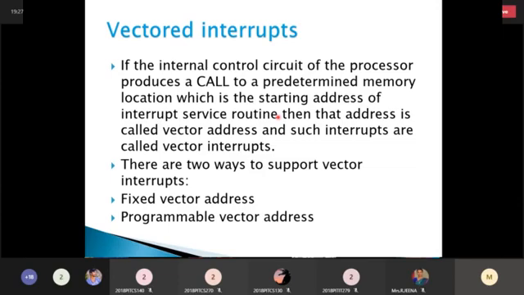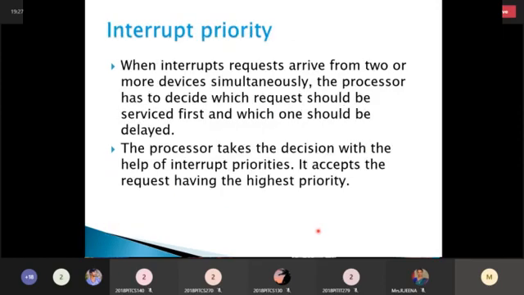Next is vectored interrupt. If the internal control circuit of the processor produces a call to a predetermined memory location, which is the starting address of the interrupt service routine, then that address is called a vector address. That type of interrupt is called a vectored interrupt. What are the two ways to support vectored interrupt? We have fixed vector address and programmable vector address.